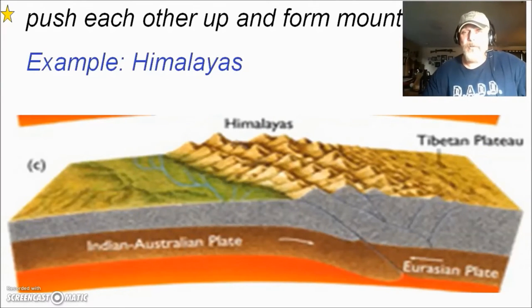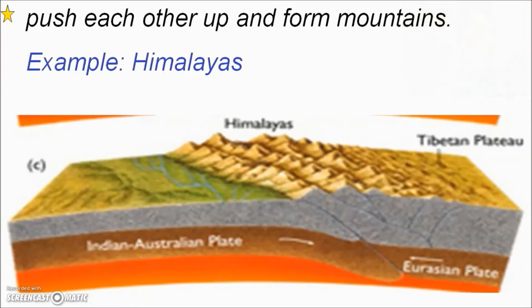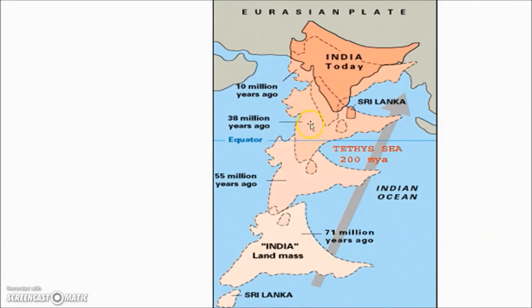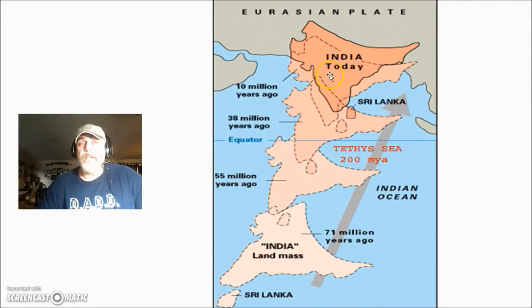A great example of this happening would be the Himalayan Mountains. The Himalayan Mountains are going to be right here. This is where the Asian plate is going this direction. The Indian plate is going this direction. They're going to smash into one another, and they're going to form a huge amount of energy, and that's going to be mountain building in this area. That's the Himalayan Mountains.